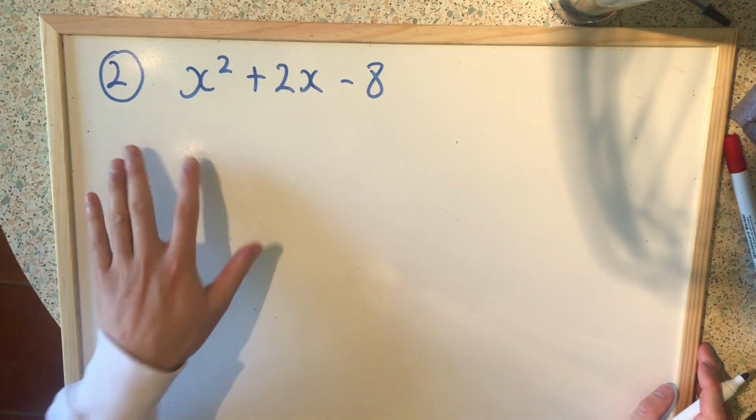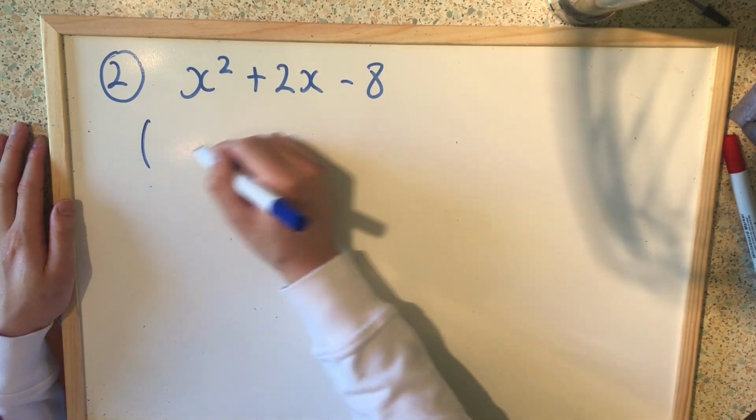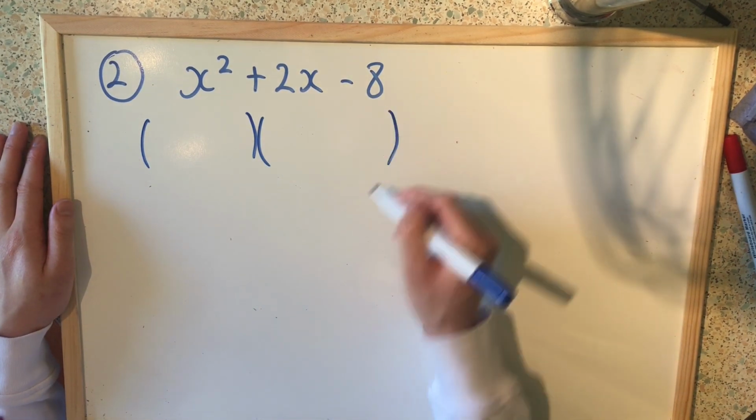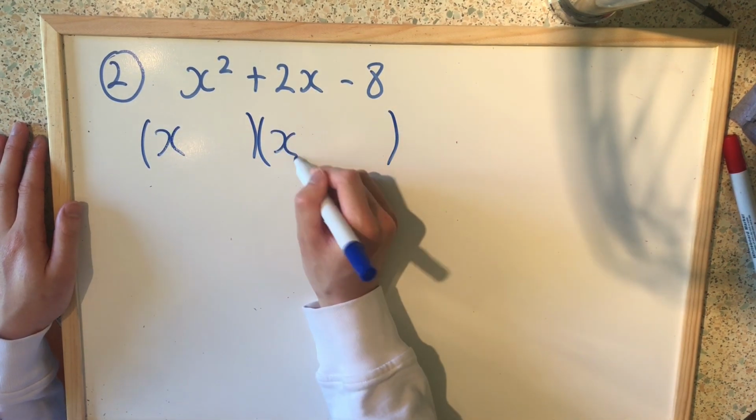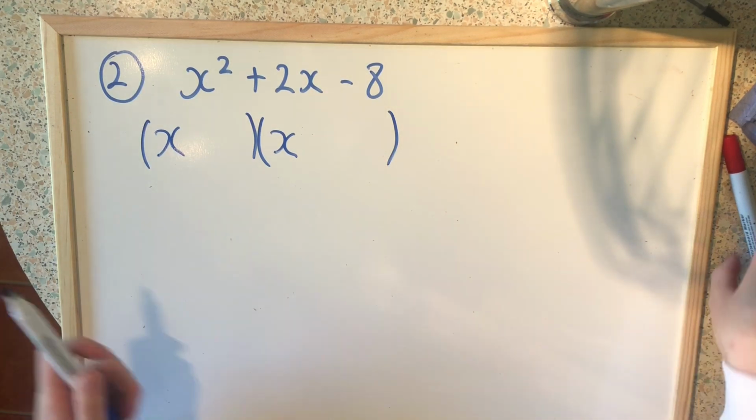Okay, question 2, a similar one. x squared plus 2x minus 8. We've got our double brackets. We know x goes there and x must go there, so x times x is x squared. And then we look at this minus 8 here.